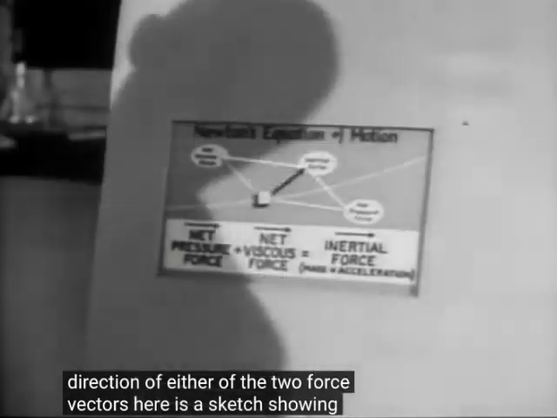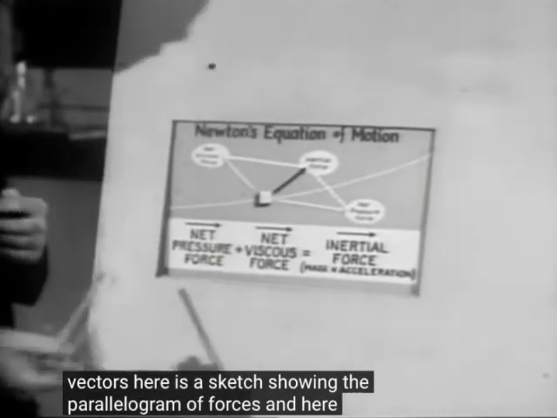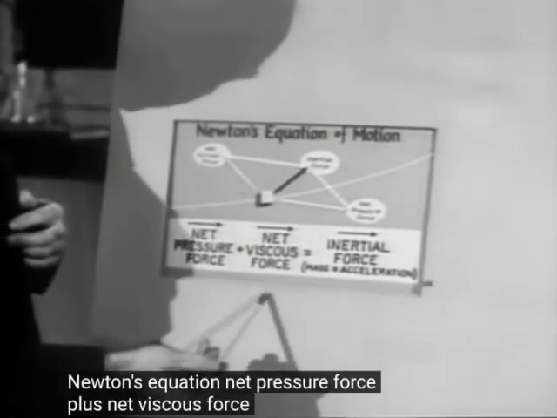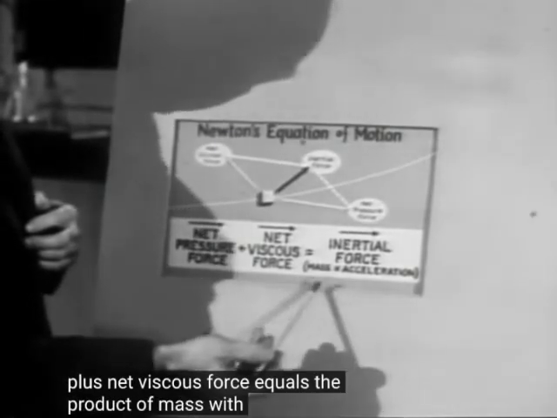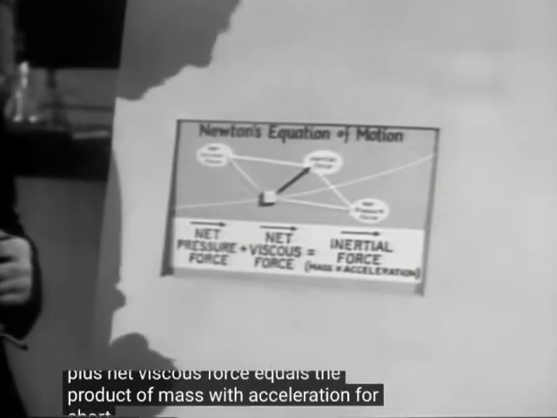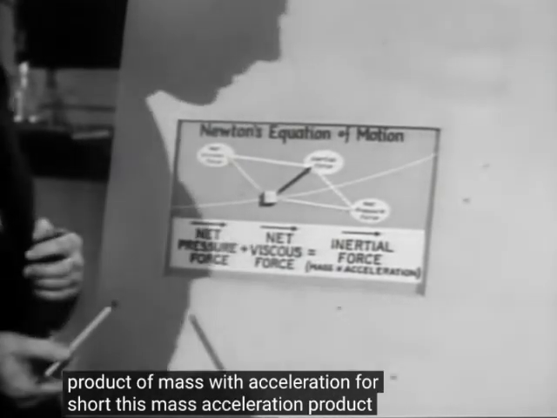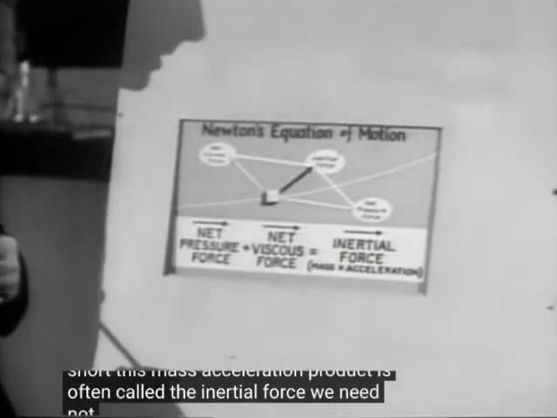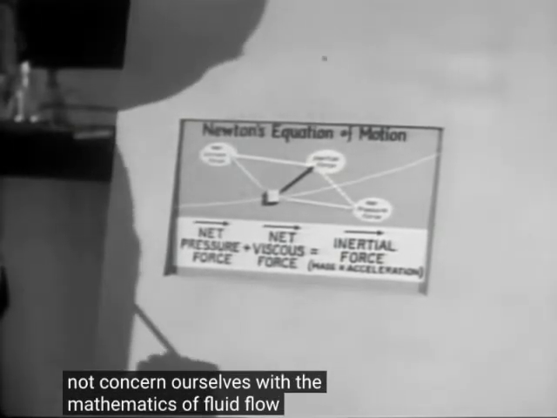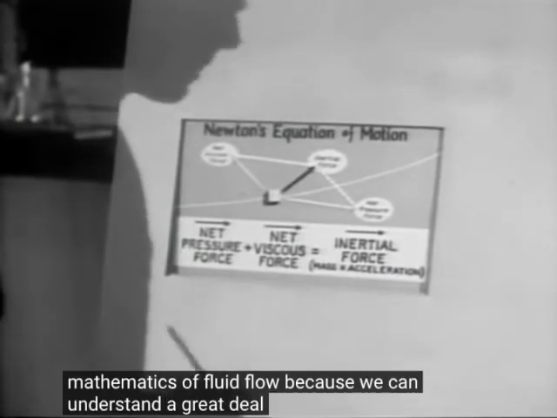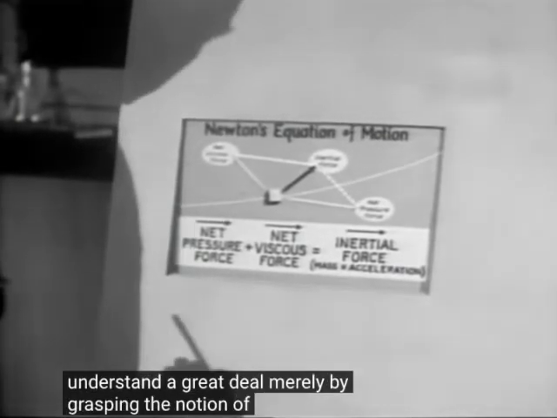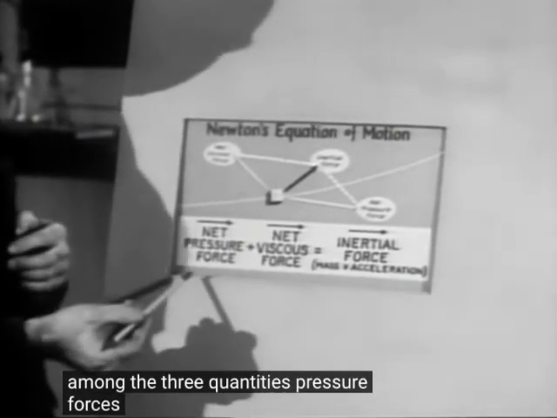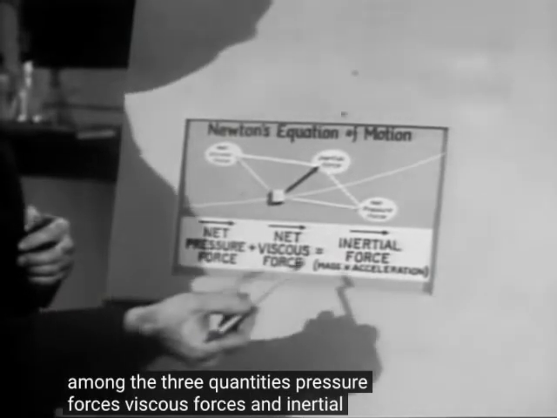Here is a sketch showing the parallelogram of forces. And here is Newton's equation. Net pressure force plus net viscous force equals the product of mass with acceleration. For short, this mass acceleration product is often called the inertial force. We need not concern ourselves with the mathematics of fluid flow because we can understand a great deal merely by grasping the notion of this balance among the three quantities: pressure forces, viscous forces, and inertial forces.